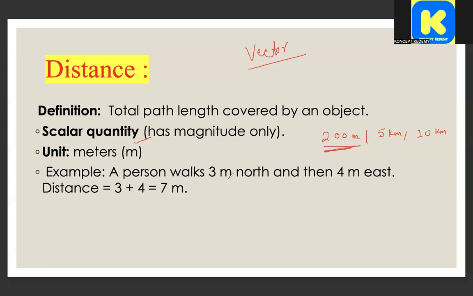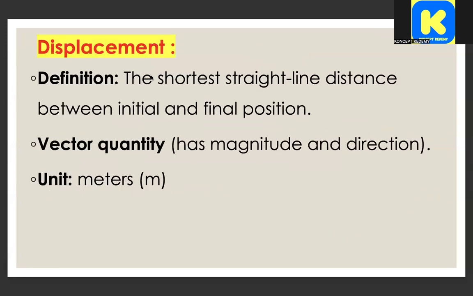Now, a person walks 3 meter north and 4 meter east. So one guy is there, walking 3 meter north, and then 4 meter east. So the total distance will be 3 plus 4, that is 7 meter. Okay, so that's about the distance. It's a very easy thing to understand. Now we are going to the displacement. Okay, now what is the displacement?